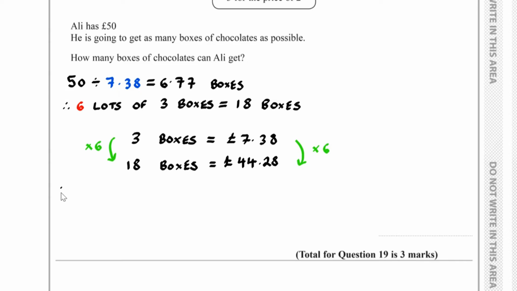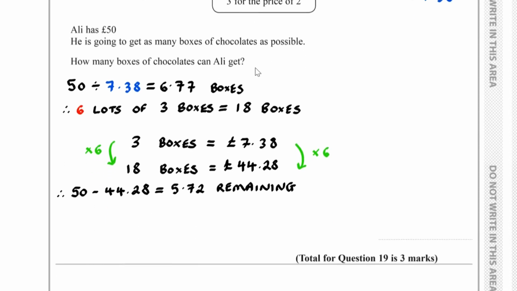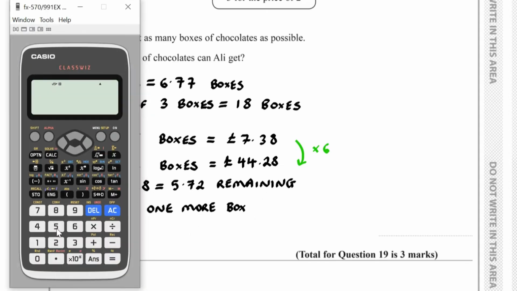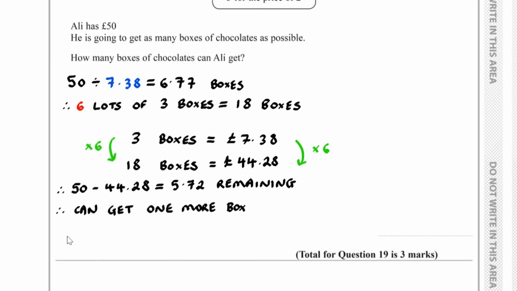So therefore, if I do 50 take away the 44.28, I get £5.72, which is remaining. Now one box would cost £3.69, so we can get one more box because I still would have enough. So if I've got £5.72 and take away £3.69, I get £2.03 remaining, so I can still get one more box.